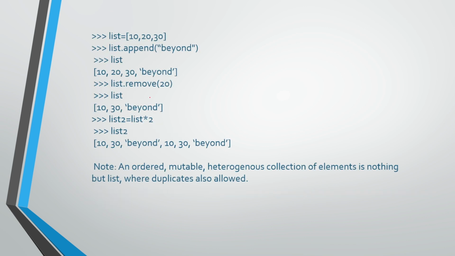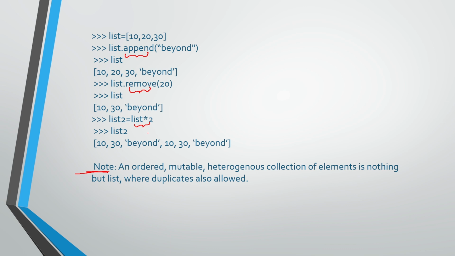Next, if you want to append something to your list, you can use append. If you want to remove something from your list, you can use remove and it will be removed. Then if you want to double that list, you make list into 2. You can see the note here: an ordered, mutable, heterogeneous collection of elements is nothing but a list, where duplicates are also allowed. So this is one kind of data type present in Python.